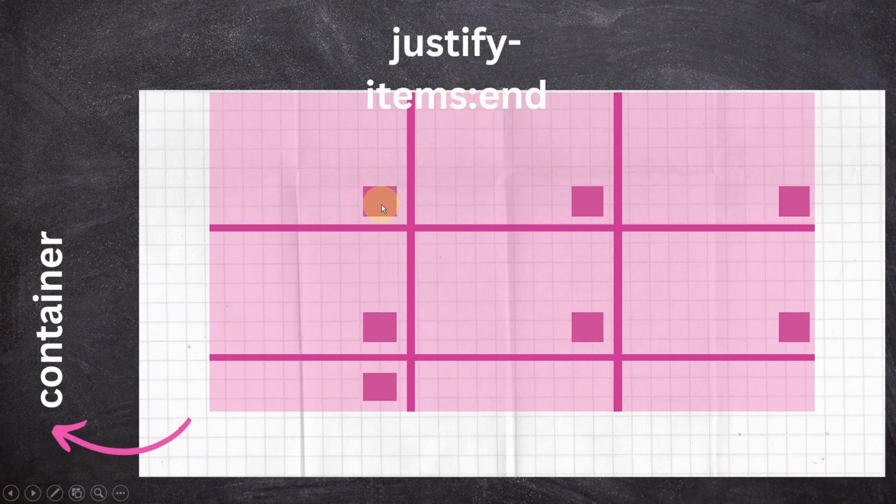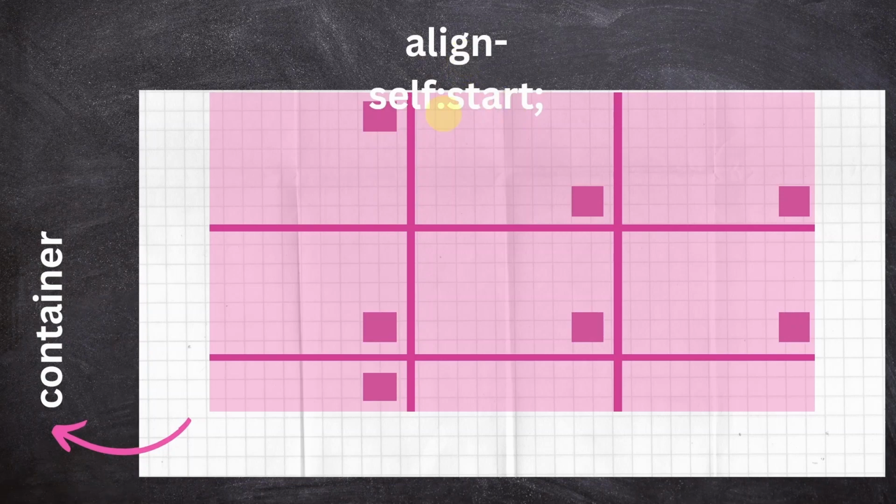If I give justify items to be end, these items will be moving in the horizontal direction and going to the end. And we also have one more property, align self to be start. This property we give for the items. And why do we give this property? Just to override the parent properties, that is align content, justify content, align items or justify items. So to override that, we use align self on the grid items. Suppose only for box 1, if I give this property align self, it will move to the start inside this cell itself.